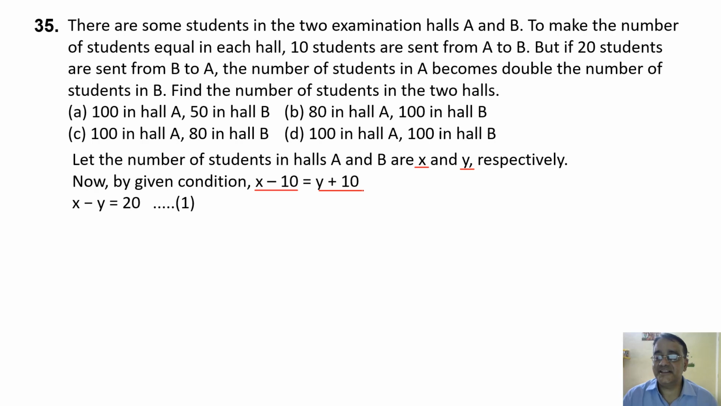Now the second condition is what is given, that if 20 students are sent from B to A, 20 students sent means y minus 20, and in x it will be plus 20. So x plus 20 will be double of y minus 20. This is clear?